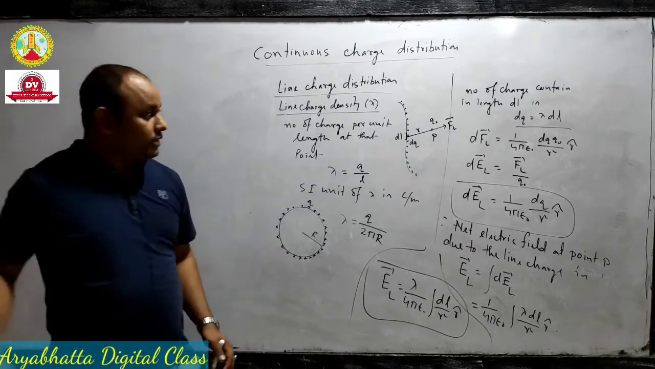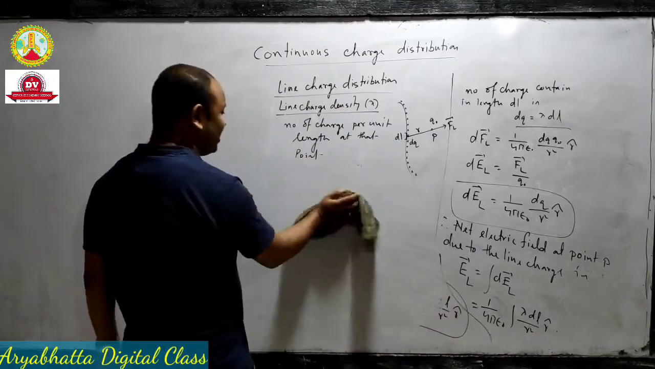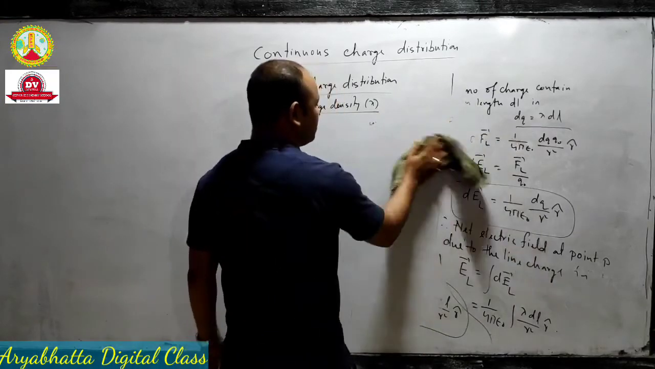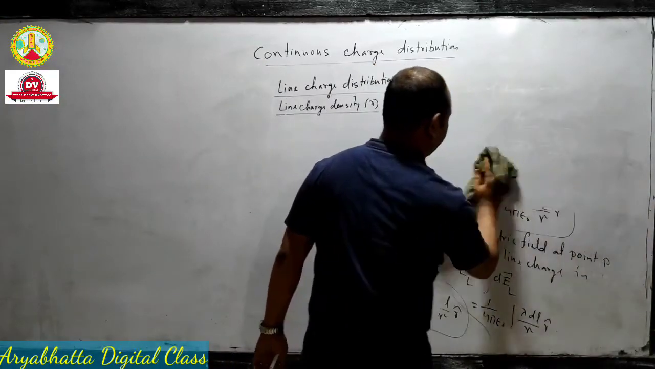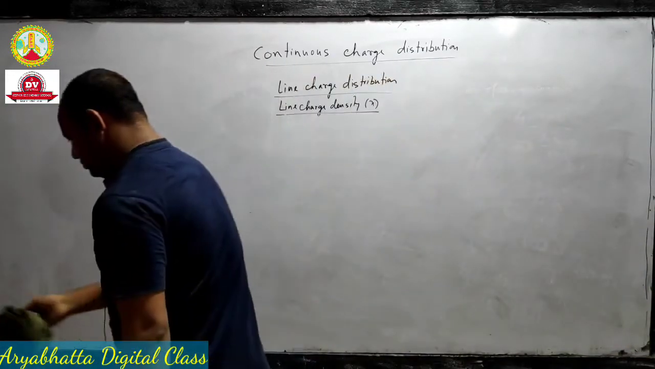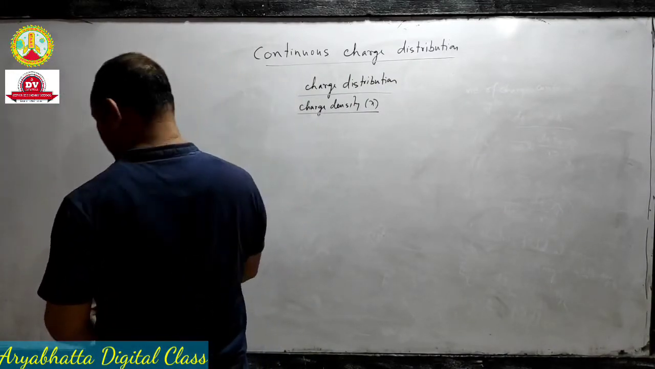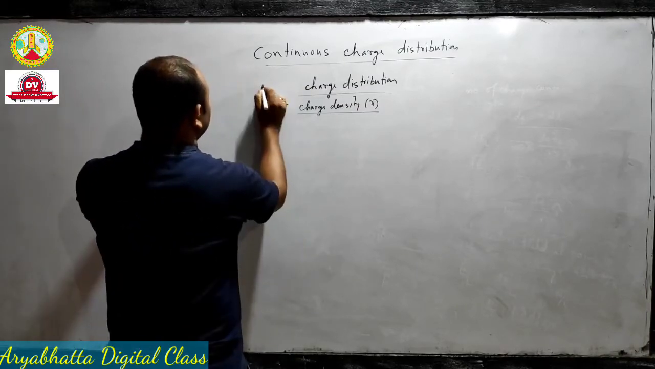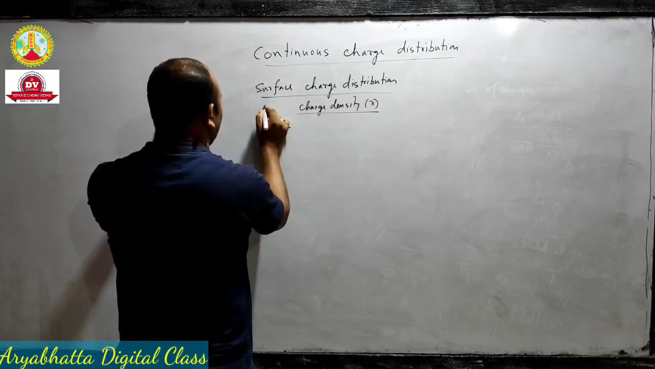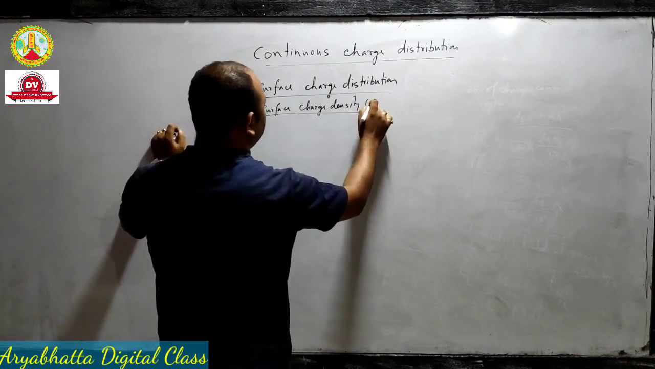Okay, and sometimes the charges are distributed on a surface also, so we will discuss the surface charge distribution, or surface charge density, which is denoted by sigma.